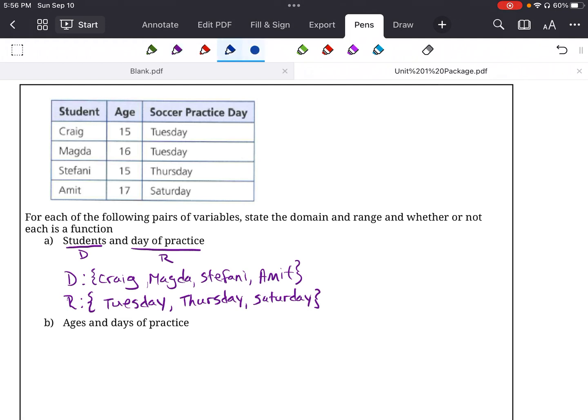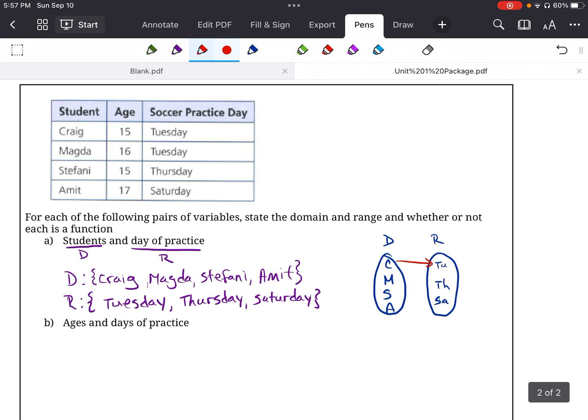Now, how do we determine if this is a function? We are going to do this. We're going to list the domain, the people in domain. So Craig, Magda, Stephanie, and Amit. We're going to list the ranges. So we have Tuesday, Thursday, Saturday. Now what we're looking for is, does each domain have only one range? So Craig practices on Tuesday, Magda practices on Tuesday, Stephanie's on Thursday, Amit meets on Saturday. So even though 2 students practice on Tuesday, each student only practices once. That means that this is a function.